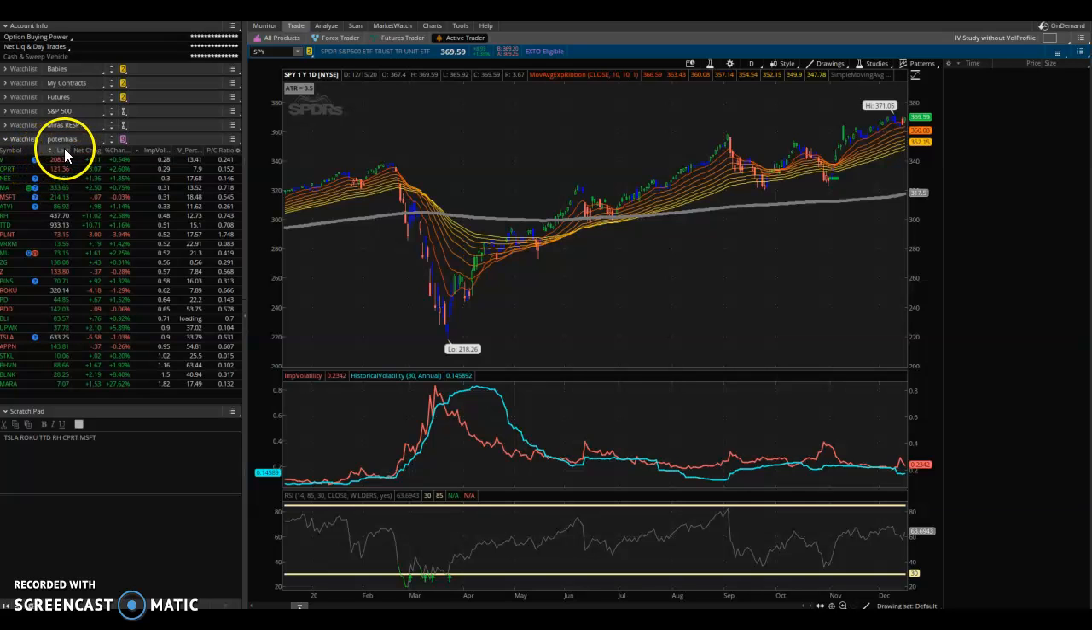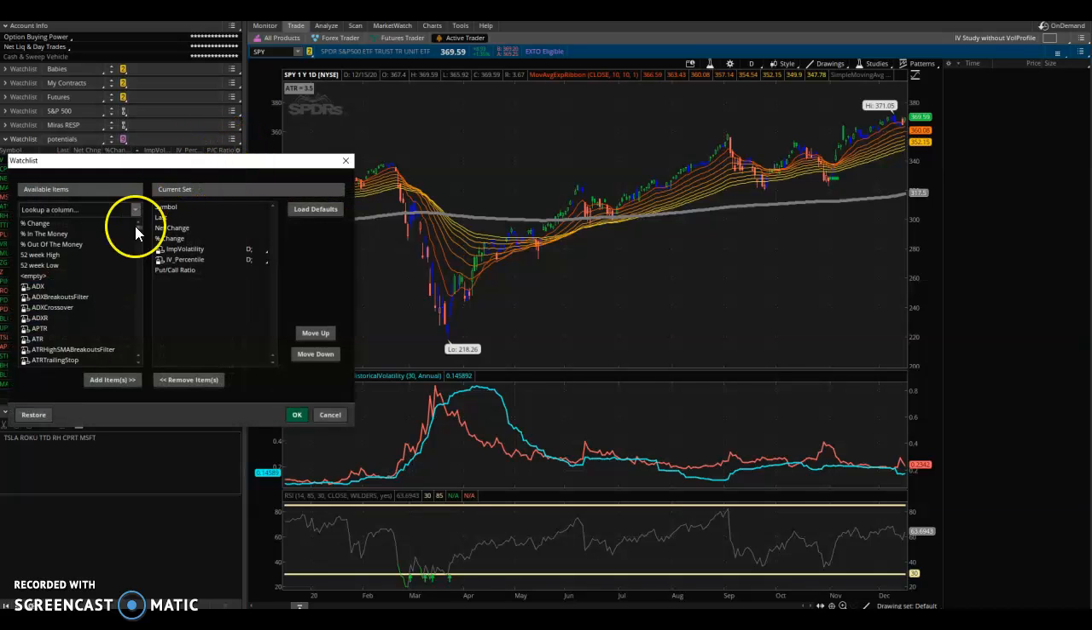And what I've got, other than the net change, percentage change, etc., I have three columns set up: implied volatility, IV percentile, and put to call ratio. And if you click on the little gear icon, you can set this all up yourself easily by just picking the available items on the left and taking out what you don't want.